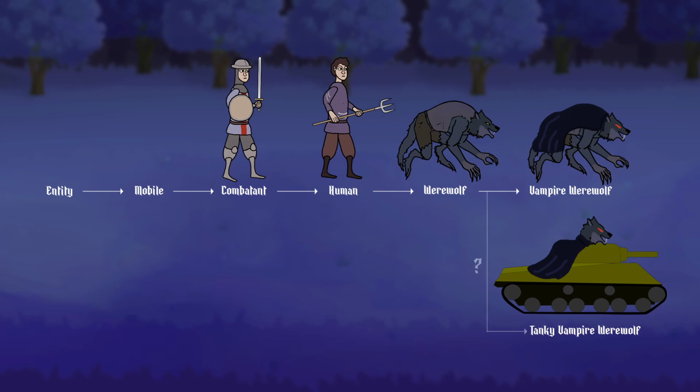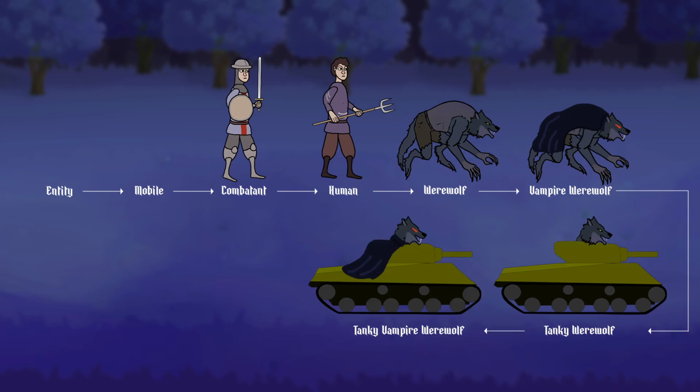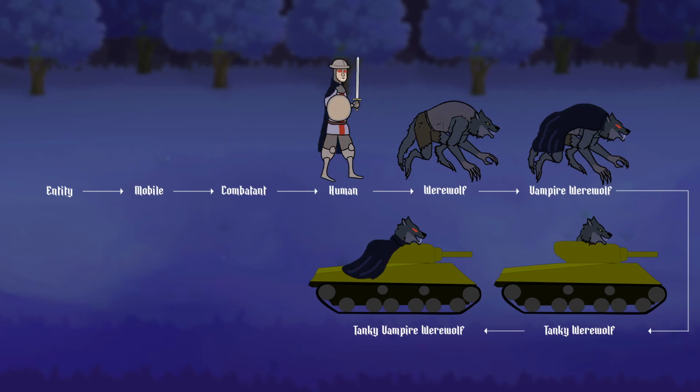But should it inherit from werewolf? Then I have to rewrite lifesteal and tankiness again. Should it inherit from vampire werewolf? Then I still have to rewrite tankiness. Okay, I'll just chain them all together. Tanky werewolf inherits from vampire werewolf inherits from werewolf. Done. Until I decide that an enemy human needs lifesteal.